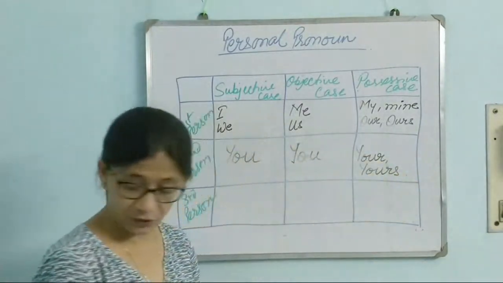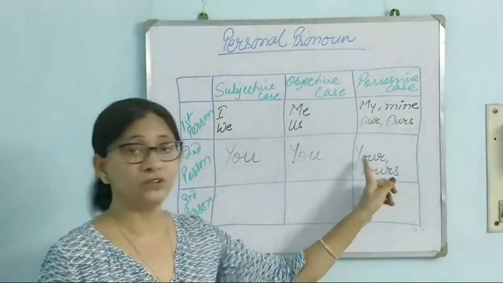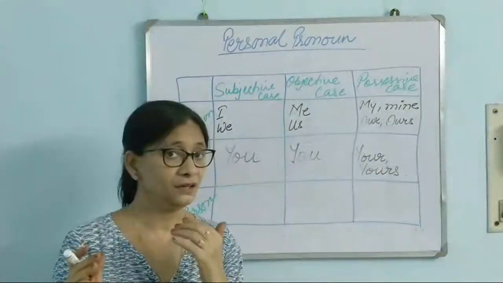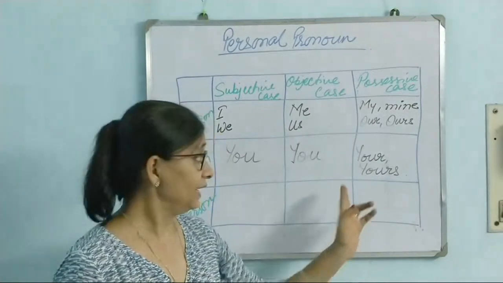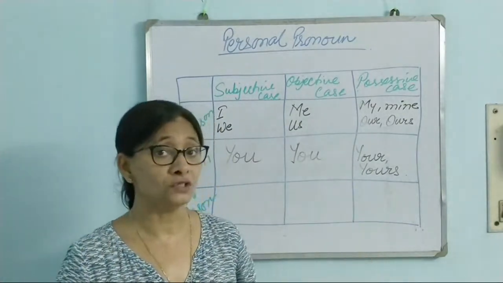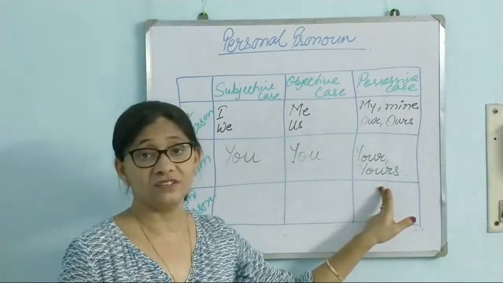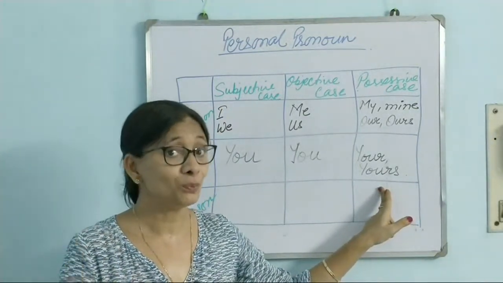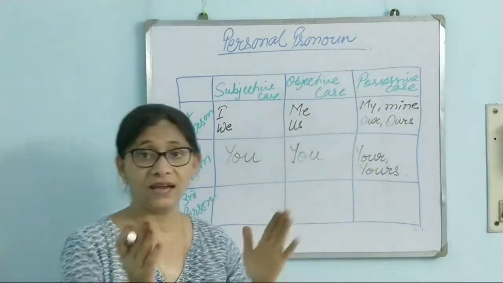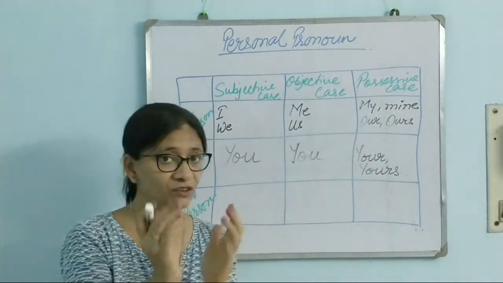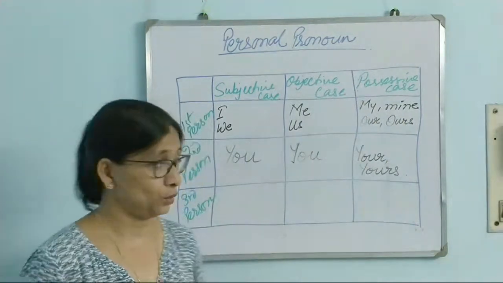But here there is a difference, as I told you earlier. This is your house. Here your will be adjective. But this house is yours. This is possessive pronoun. So we have actually four categories. In possessive case also we have two categories. One will be adjective pronoun, the other will be possessive pronoun.